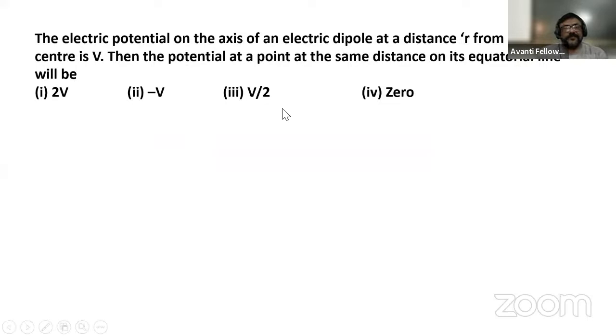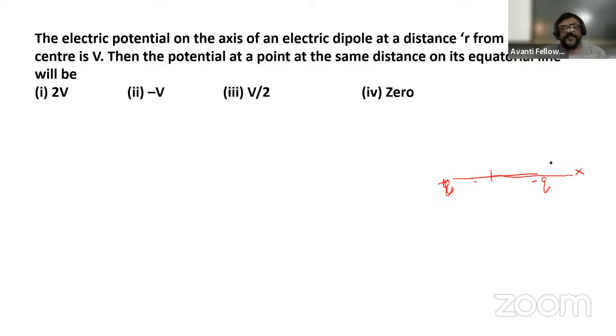This is another one. The electric potential on the axis of an electric dipole at a distance r from its center is V. So this is a dipole made up of two charges, positive Q and negative Q. And what is given is the distance r from the center.